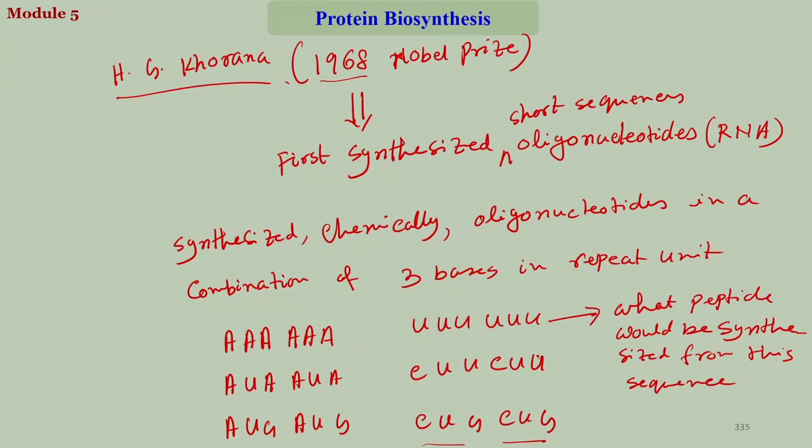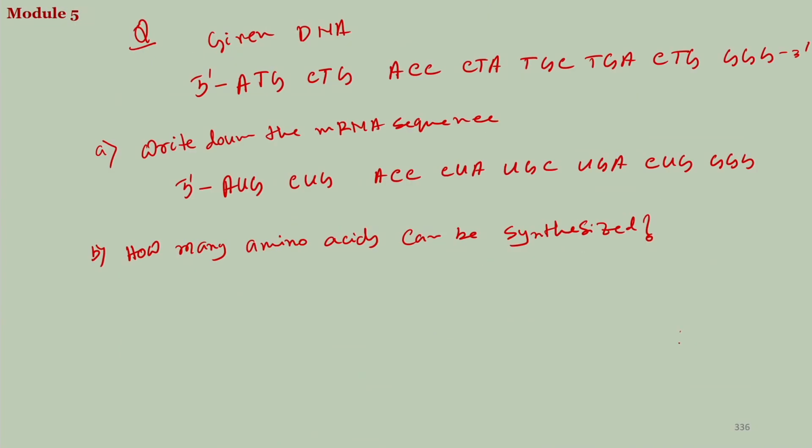So what is your stop codon? Let's see what the stop codons are. UGA, UAA, UAG. These are the stop codons. You have to remember the stop codons and the start codon. So AUG, see, this is the start codon.